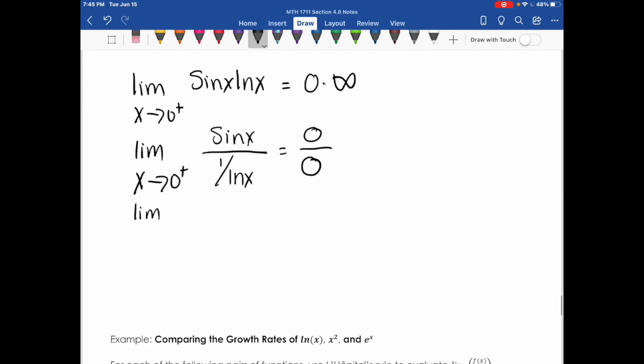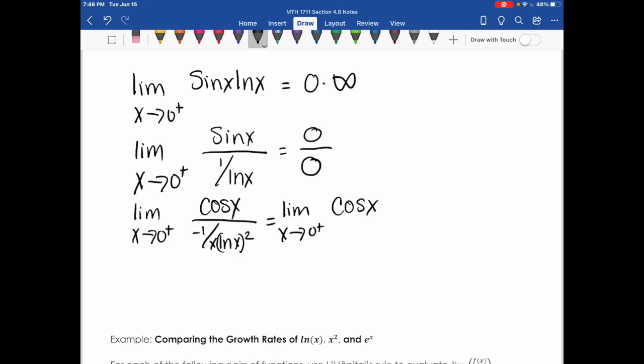So now I'm going to try to take the derivative and use L'Hopital's rule. So I can take the limit as x approaches 0 from the right, and I can use L'Hopital's rule by taking the derivative of sine, which is cosine x, and then take the derivative of 1 over the natural log of x. You can either use the quotient rule or try to rewrite it in some way to use the power rule. But either way, in the denominator, you're going to get negative 1 over x times the natural log of x squared. Now I can rewrite that. Let's see if we can get rid of this complex fraction.